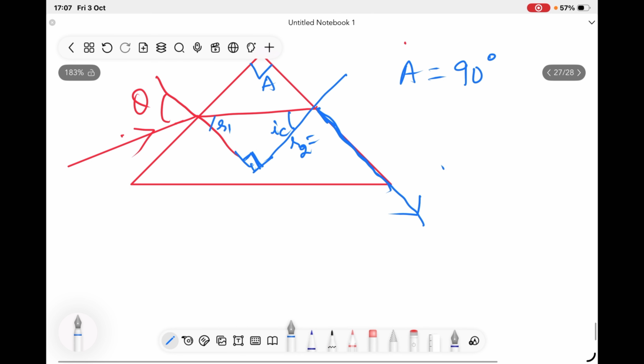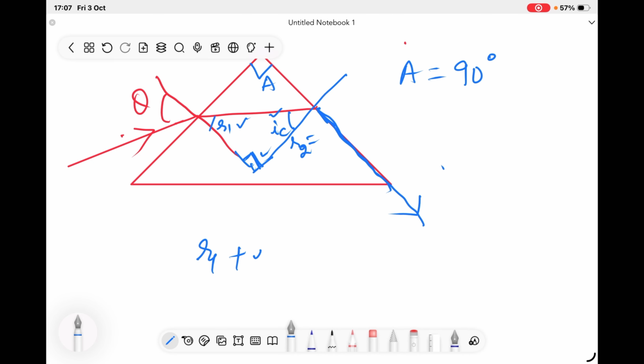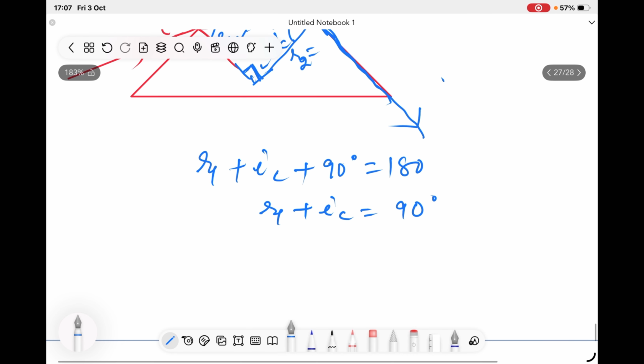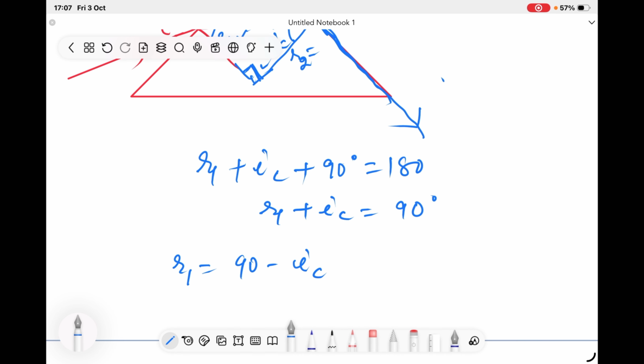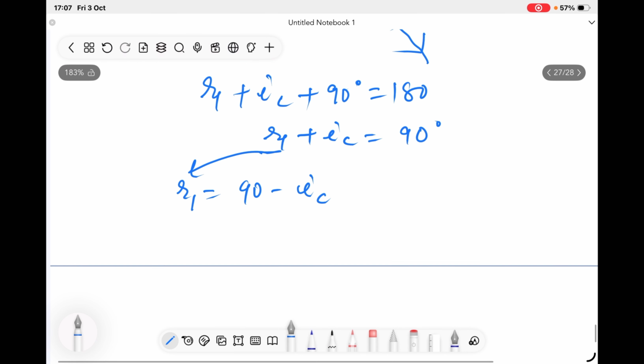So from the triangle, R1 plus IC plus 90 equals 180 degrees. R1 plus IC is 180 minus 90, which is 90 degrees. So you can say R1 is ready as 90 minus IC.